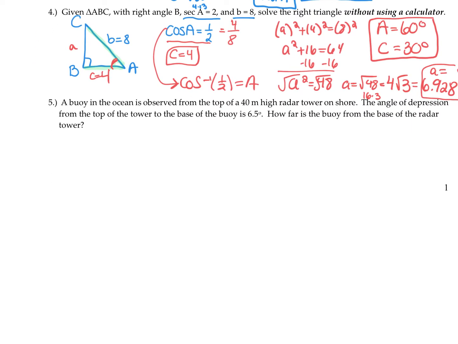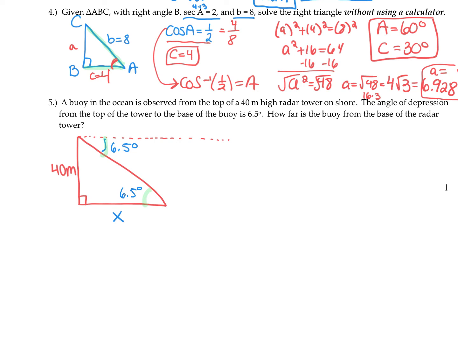In number 5, it says a buoy in the ocean is observed from the top of a 40-meter radio tower. The angle of depression from the top of the tower. So when we draw our angle of depression, we always need to draw it with the horizontal. So my angle of depression is 6.5 degrees. How far is the buoy from the base of the radar tower? So now if you guys remember from geometry, these are alternate interior angles. And so that means I know that this angle is also 6.5 degrees.